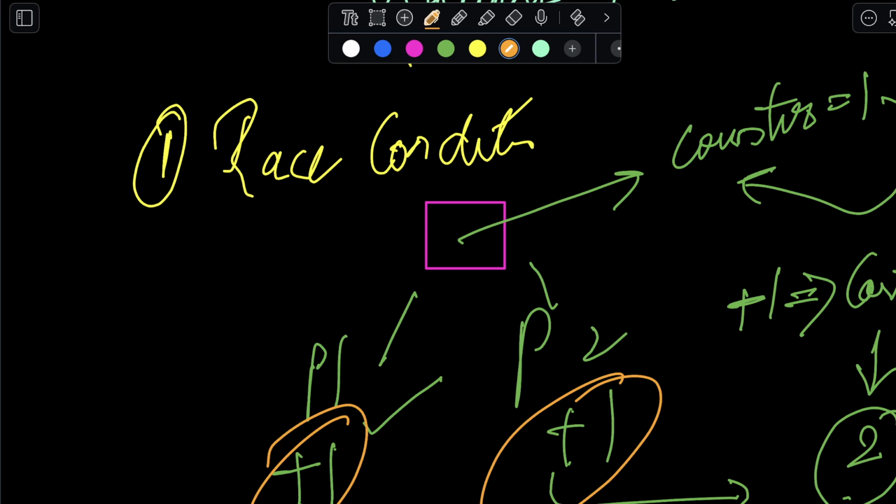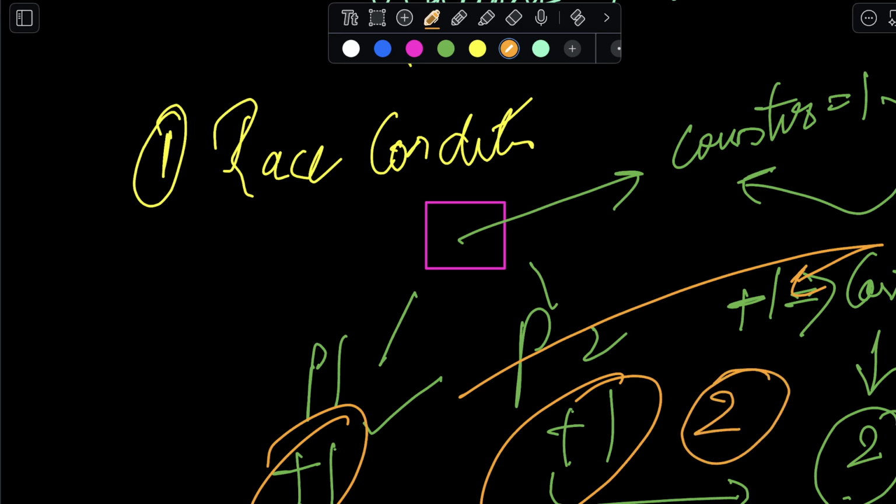So ideally the logical result should be 3, right? But what is going to happen is, since P1 is faster, it is going to increment and write the answer as 2. So instead of getting 3, we got 2, because both were accessing and reading at the same time.